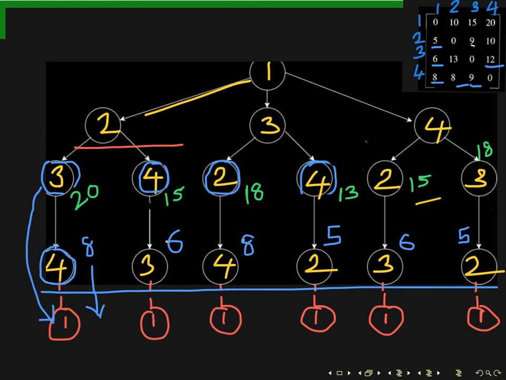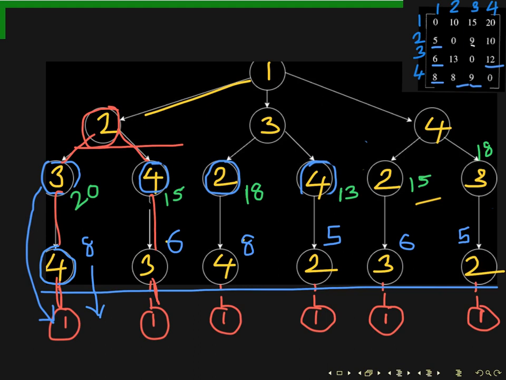Note that in this level you have two choices for reaching the origin city 1. For example, if you are at 2, there are two choices for reaching the origin city 1. One is 2, 3, 4, 1, that is this path, 2, 3, 4 and then 1. The other path is 2, 4, 3, 1, this path. So while calculating the minimum cost, you need to choose the route having the minimum cost.